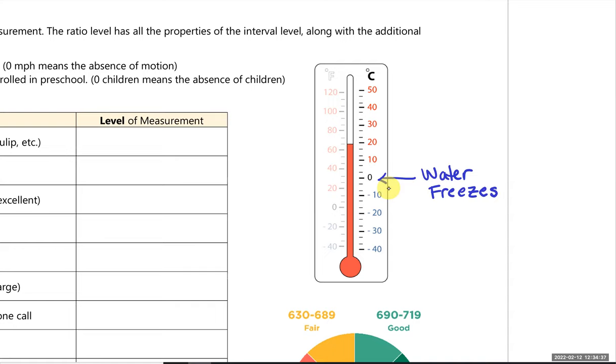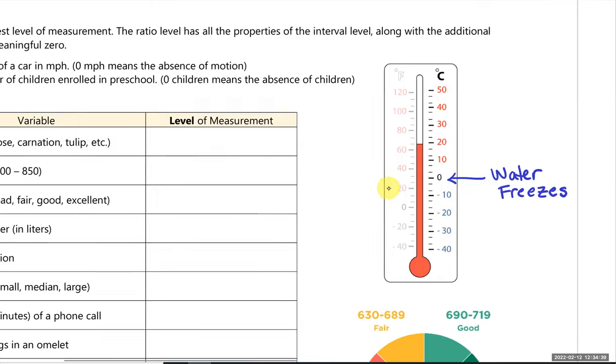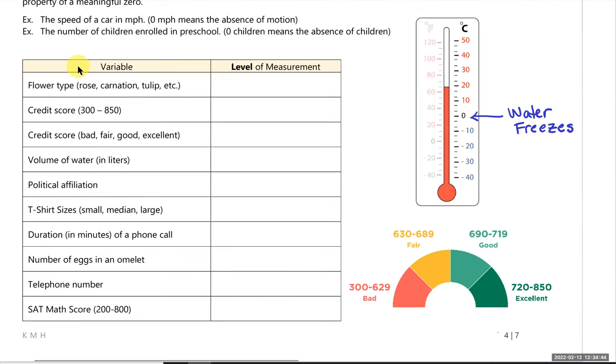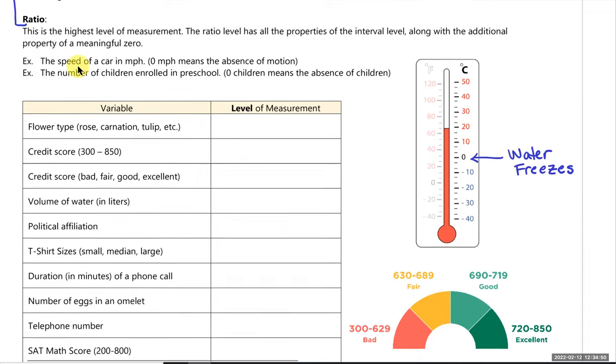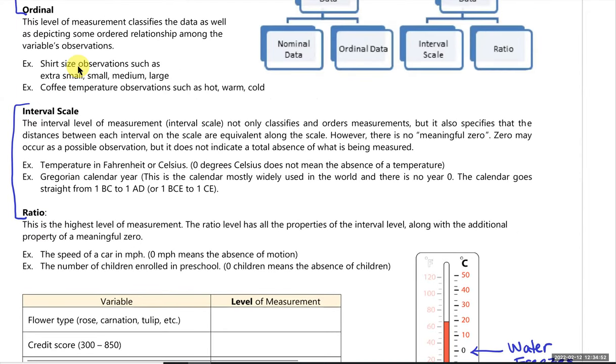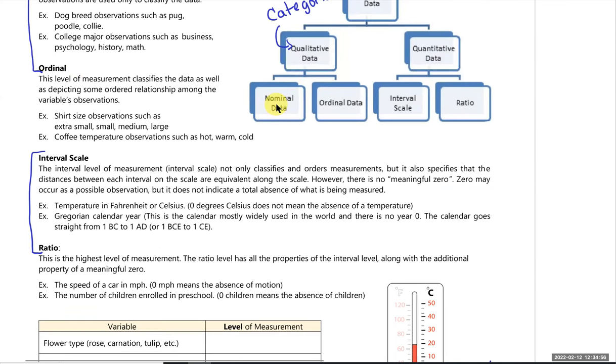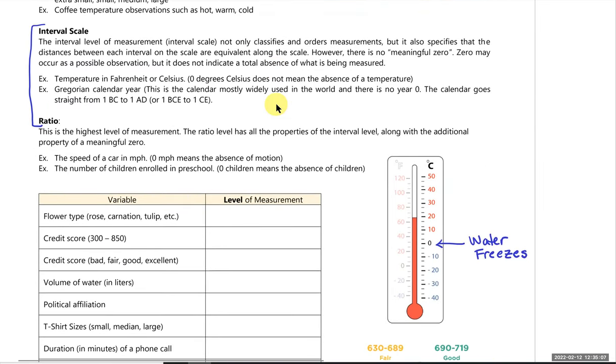All right, so we'll give these a try, and we will start with flower type. So rose, carnation, tulip, etc. So it's a name. Yeah, and there's no ranking, right? Carnations aren't better than roses. And it can't be your personal opinion. It has to just be inherent to the flowers. So it's just the name of a flower, so nominal.